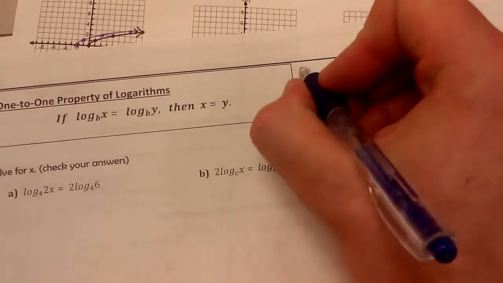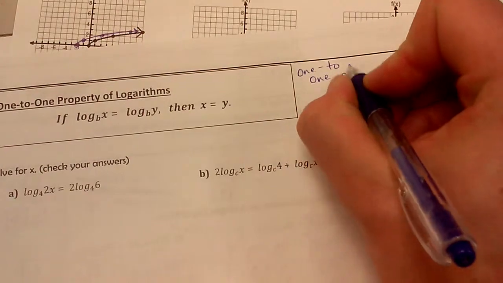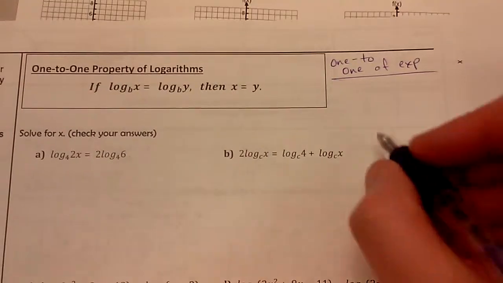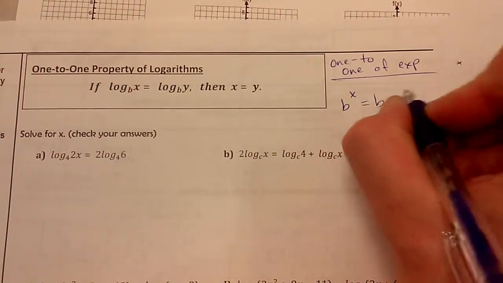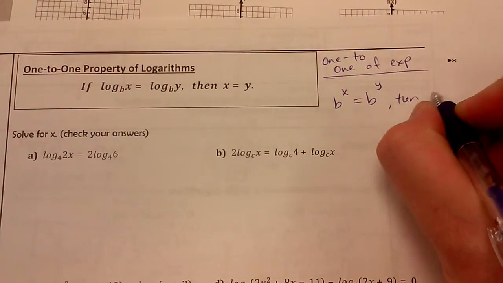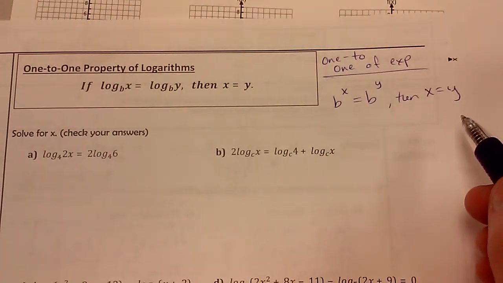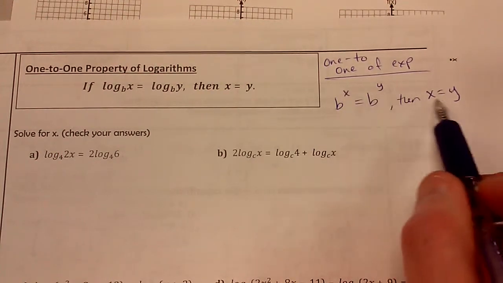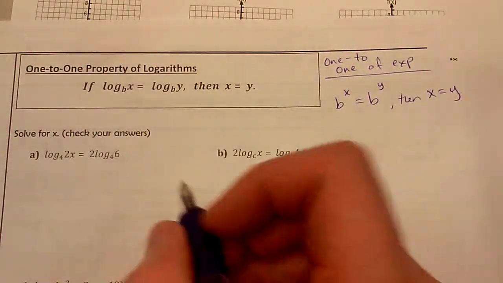We saw the one-to-one property of exponents a couple classes ago, and basically that one said, if you have some base to a power that equals the same base to something else, then x and y have to be the same. That was kind of intuitive. If these things are supposed to be equal and the bases are exactly the same, then these exponents must be equal. So we have the same exact idea here for logarithms.